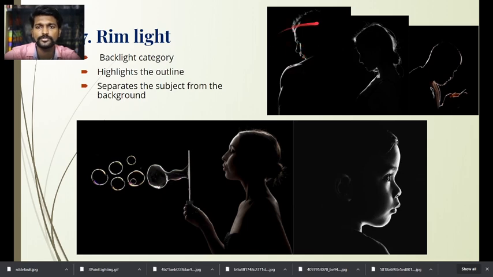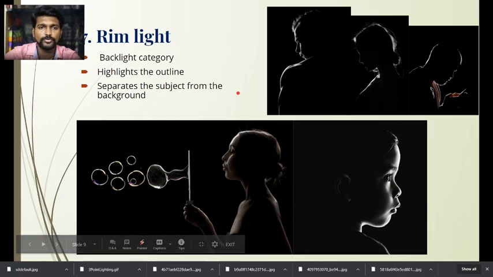With this type of lighting, the light is completely set back to the subject. For example, see this image: completely set back to the subject, but from the top, exactly in the head area. Here also the light is in the head area. Here a little bit to the right side. I hope you all understand rim lighting.